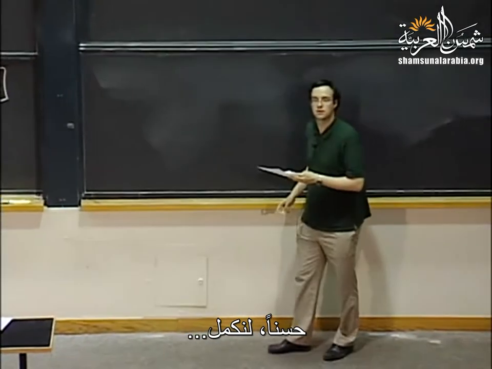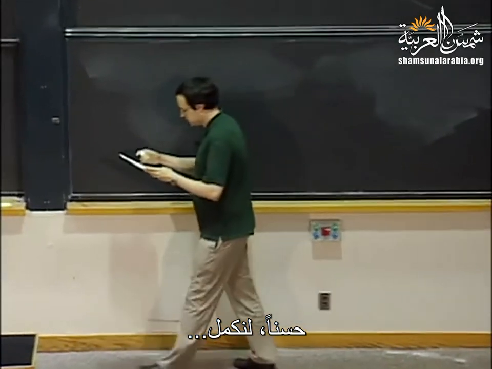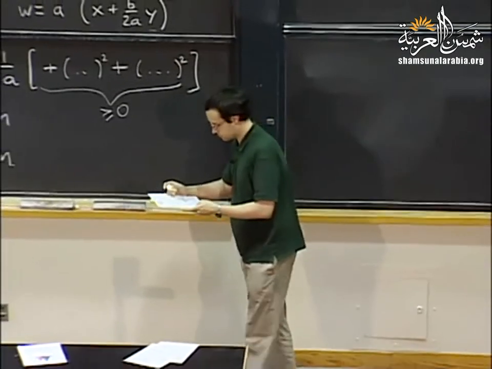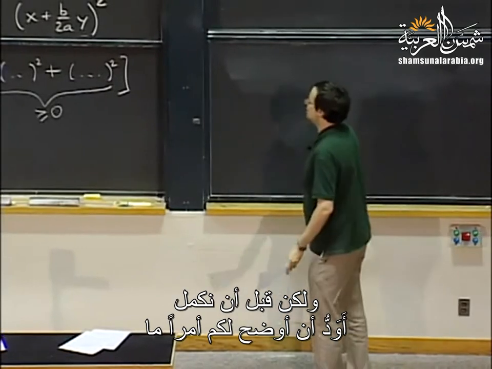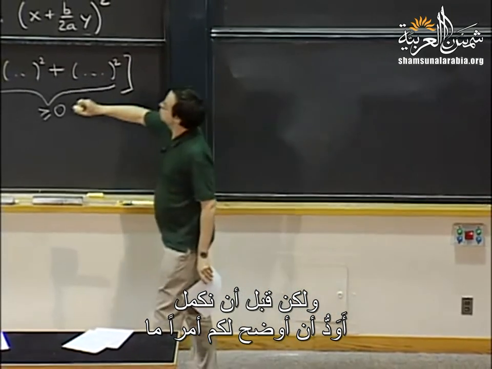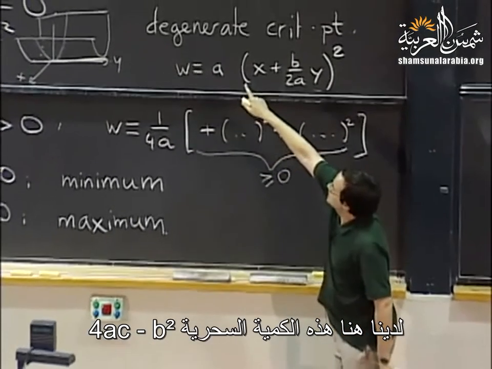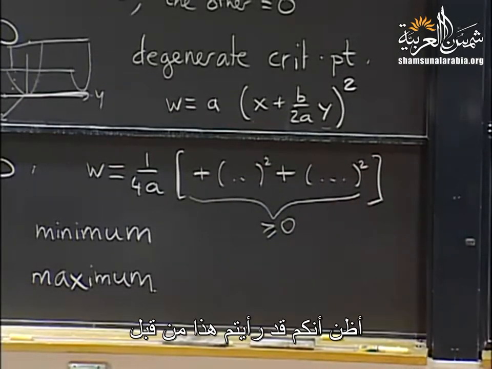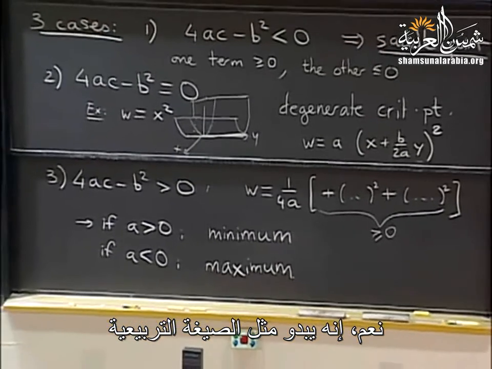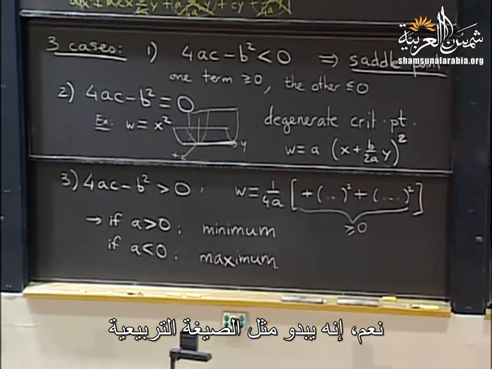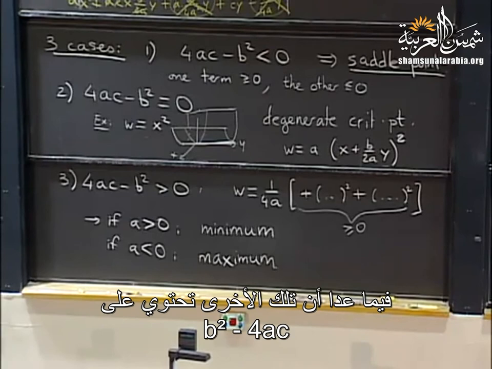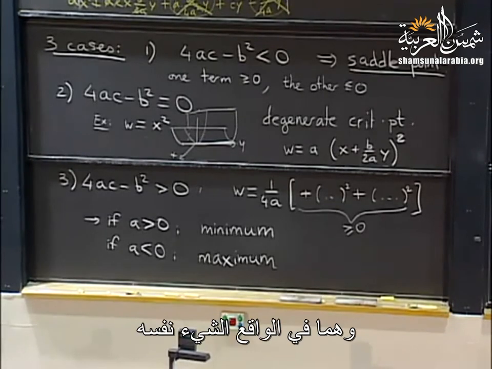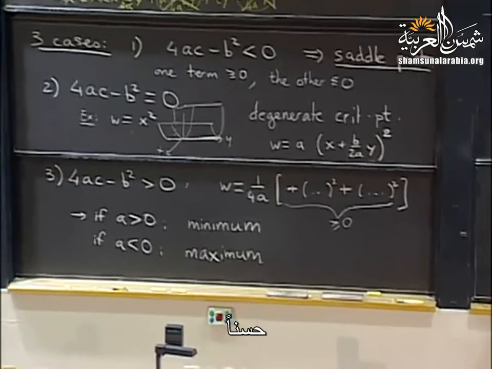So let's continue. Oh, before we continue, I wanted to point out one small thing. So here we have this magic quantity 4ac minus b squared. You've probably seen that before in your life. Yeah, it looks like the quadratic formula, except that one involves b squared minus 4ac, but that's really the same thing.